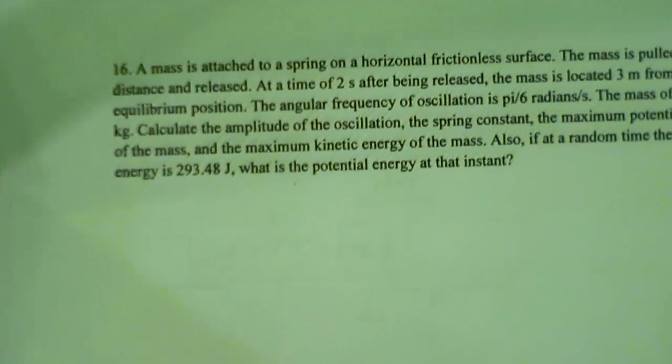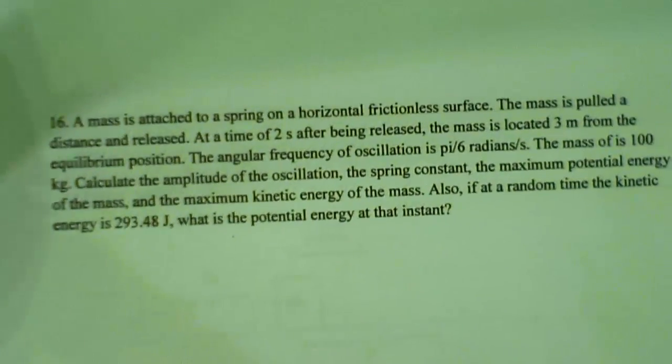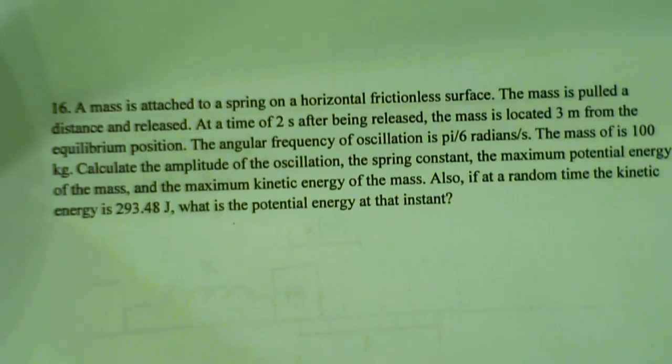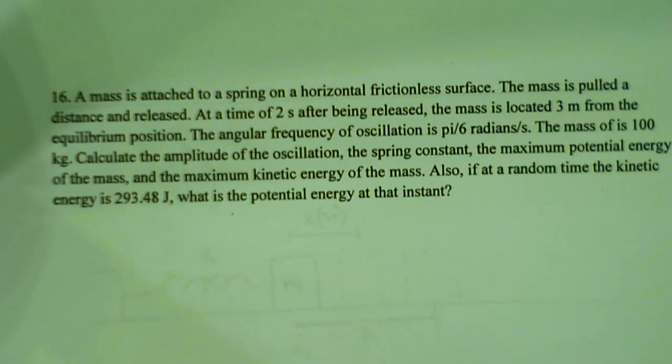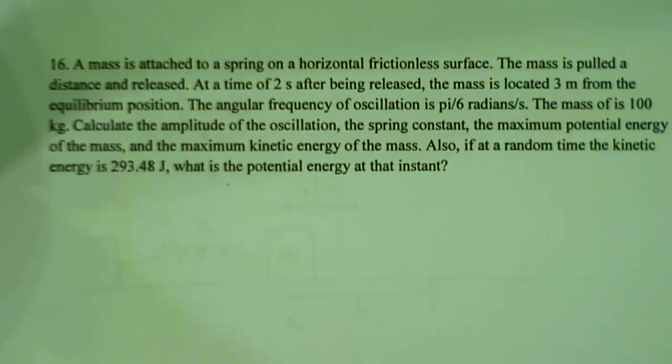hefty problem. So a mass is attached to a spring on a horizontal frictionless surface. The mass is pulled a distance and released. At a time of 2 seconds after being released, the mass is located 3 meters from the equilibrium position. The angular frequency of oscillation is pi over 6 radians per second. The mass of it is 100 kilograms.